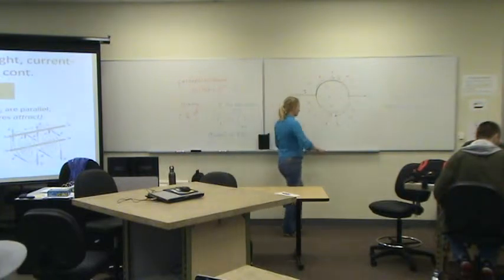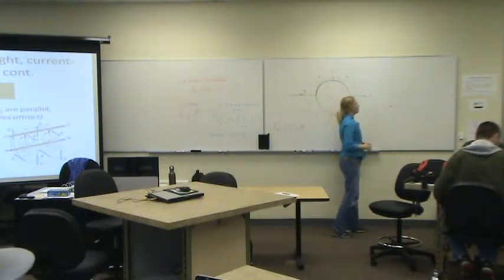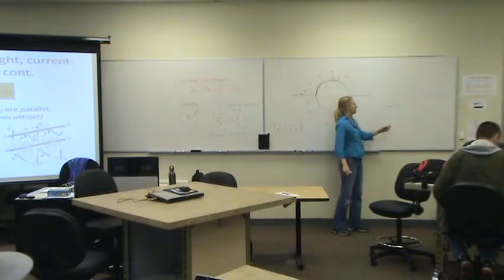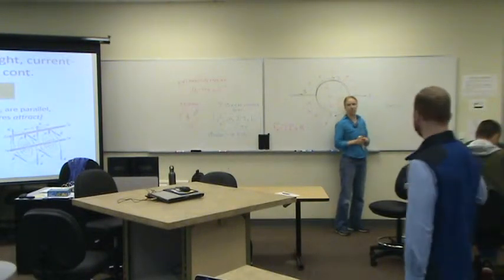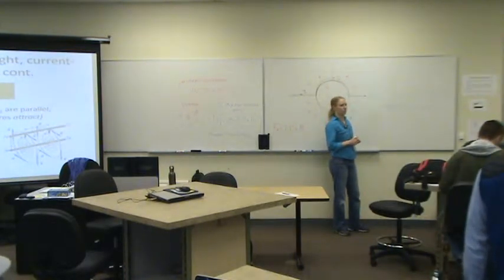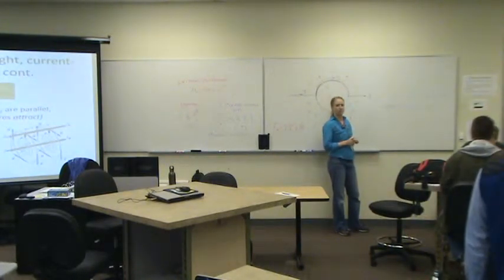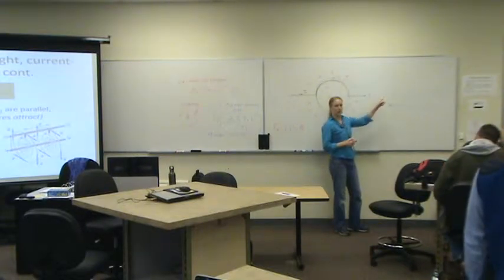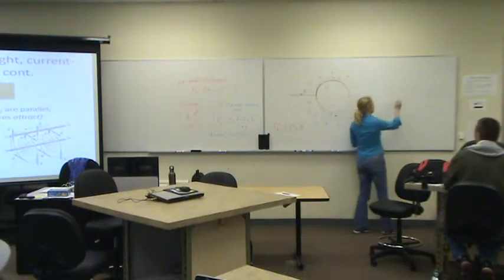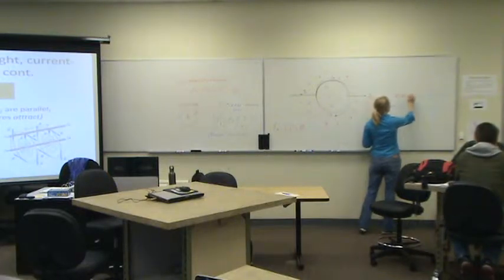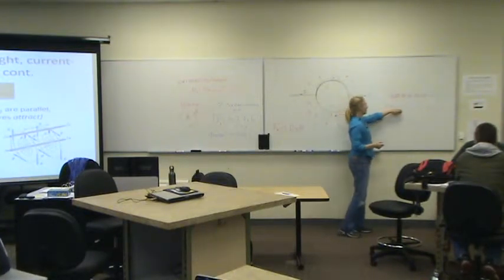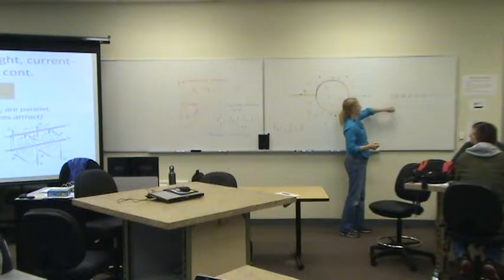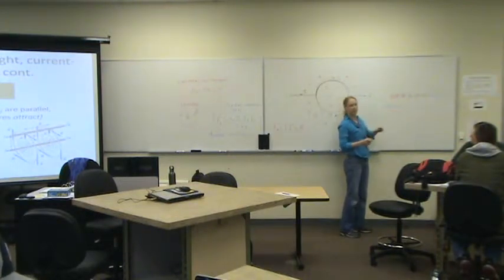So using our simplified right-hand rule, what would the direction of the B field due to the bottom wire be at the location of the top wire? Into the board, into the board, into the board. So that would be the B field due to current 1. And then what would the direction of the B field due to current 2 be down here at wire 1?